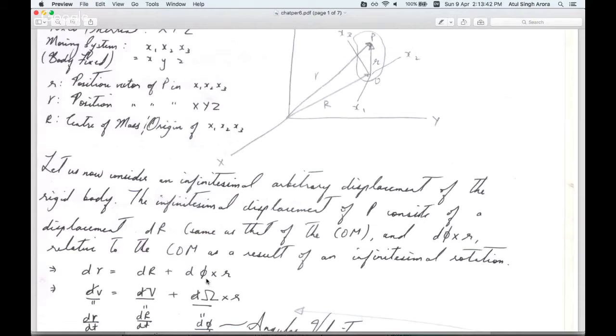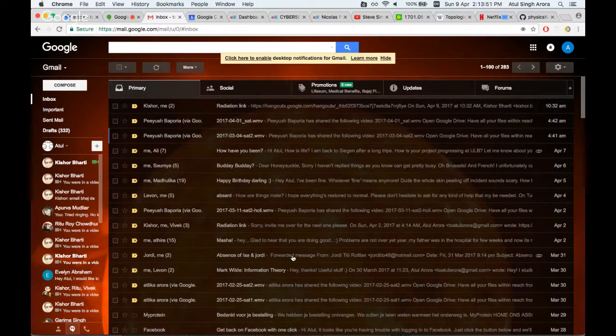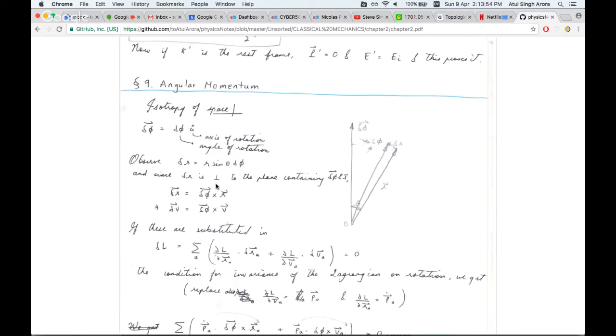And this we have actually already done last time. So this is d phi cross r, and that is because when you do a rotation, I can actually quickly show it to you. Or can I? Okay. So when you do a rotation, so this is what it looks like.